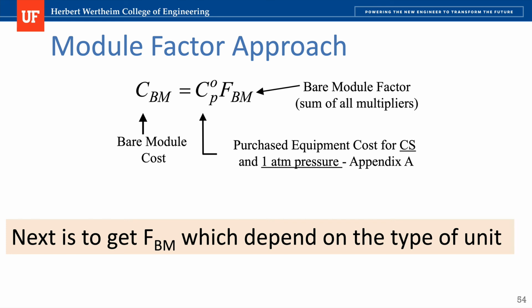So the next thing that you're going to do is get the bare module factor. And these are a sum of multipliers. They depend on the type of equipment and unit that you're costing. So we're going to dedicate some time on this now.